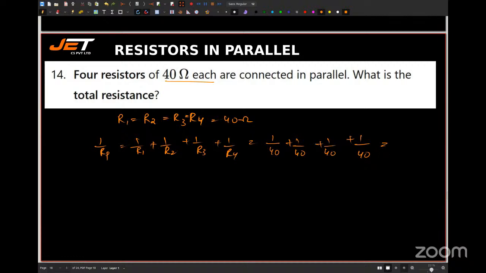This gives us equal bases. You have to add the numerators, 4 by 40, which is 1 by 10. 4 ones, 4 tens, right? So see here, be very careful. 1 by Rp is equal to 1 by 10. So what does it give? Rp is equal to 10 ohms. Simple.